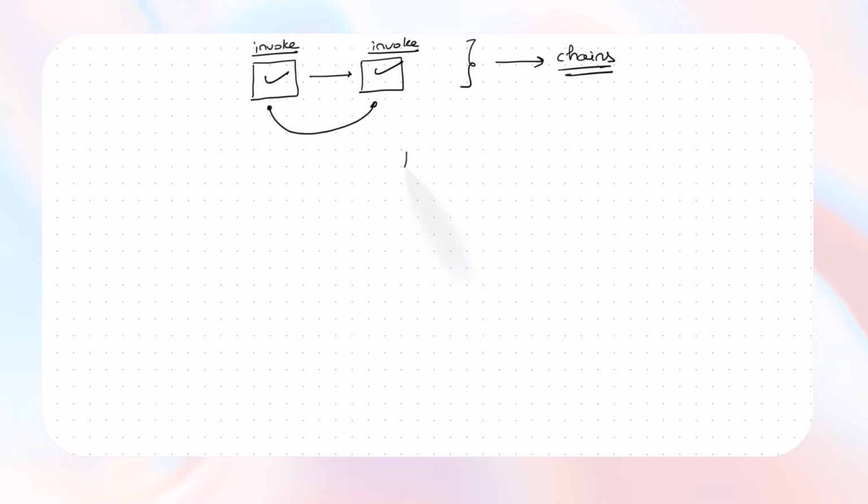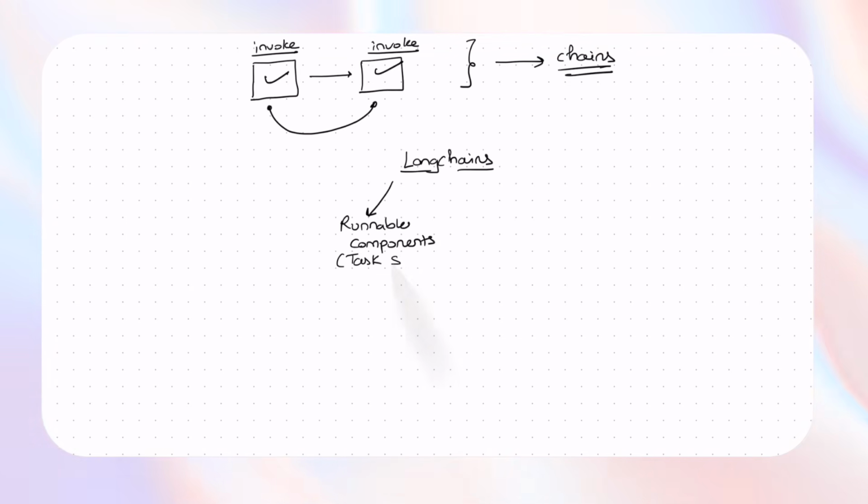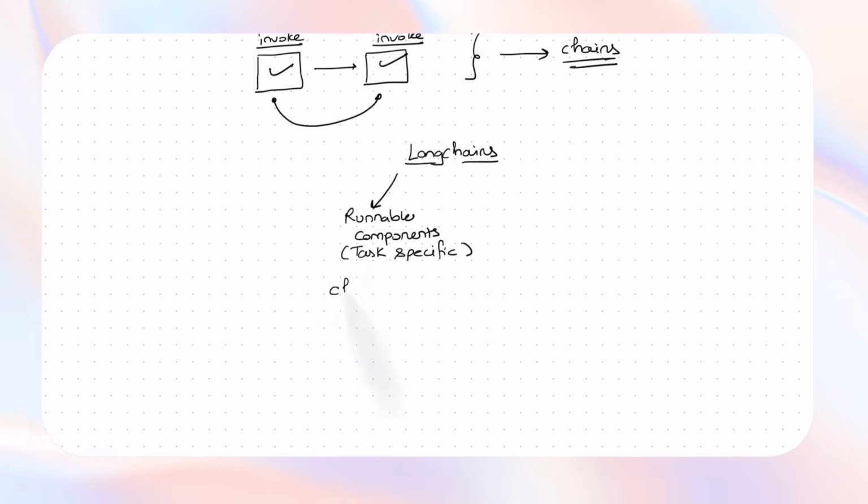Now in LangChain, we have two kinds of runnables. One are the runnable components. These are those runnables which are basically part of your LangChain framework. They are also known as task specific runnables. These are components which are already part of LangChain, and the LangChain creators converted them into a runnable. For example, ChatOpenAI.